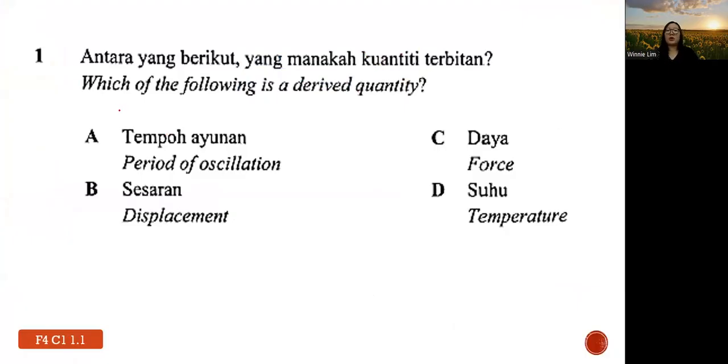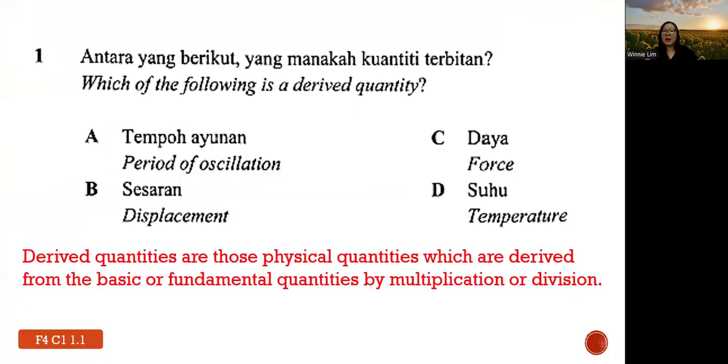So question 1. Which of the following is a derived quantity? Firstly, we need to know what is meant by derived quantity. Derived quantities are those physical quantities which are derived from the basic or fundamental quantities by multiplications or divisions.